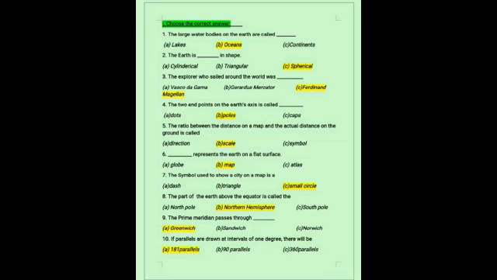It is map. Seventh question, the symbol used to show a city on a map is dash. It is a small circle. Eighth question, the part of the earth above the equator is called northern hemisphere. Then below the equator is called the southern hemisphere. Ninth one, the prime meridian passes through dash. Greenwich, Sandwich, Norwich. Which is the correct one? Option A, Greenwich. Next, if parallels are drawn at intervals of 1 degree, there will be how many parallels? 181 parallels.